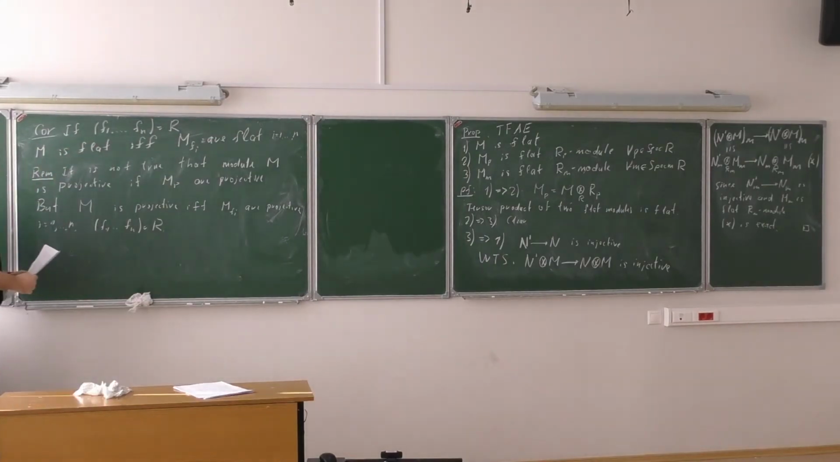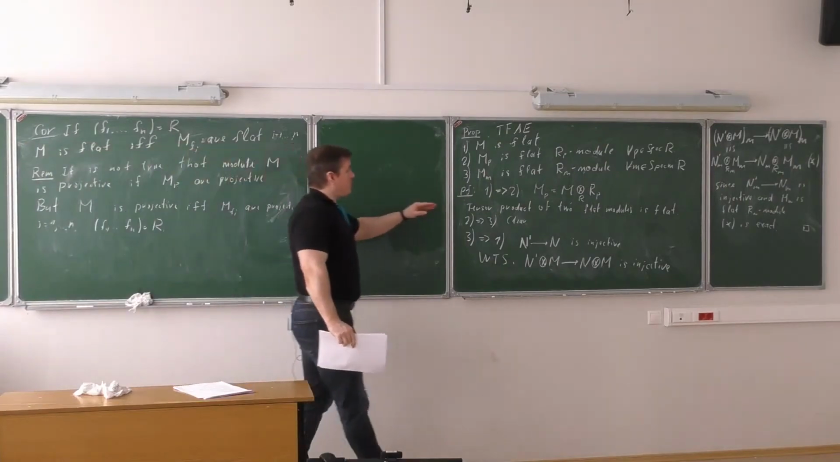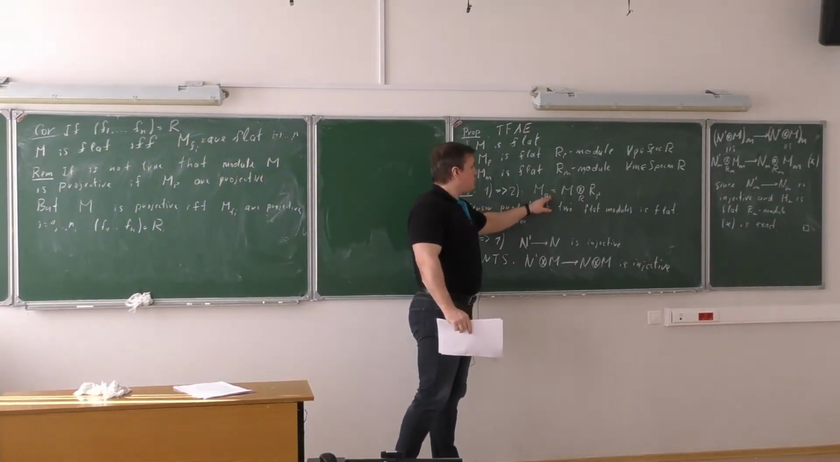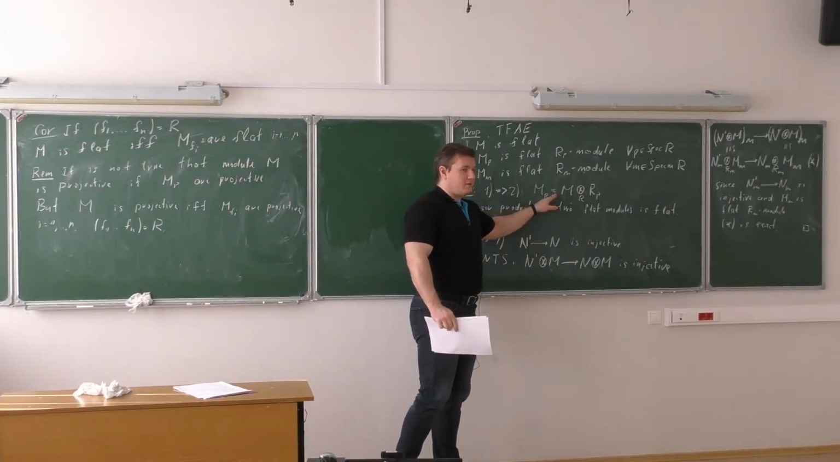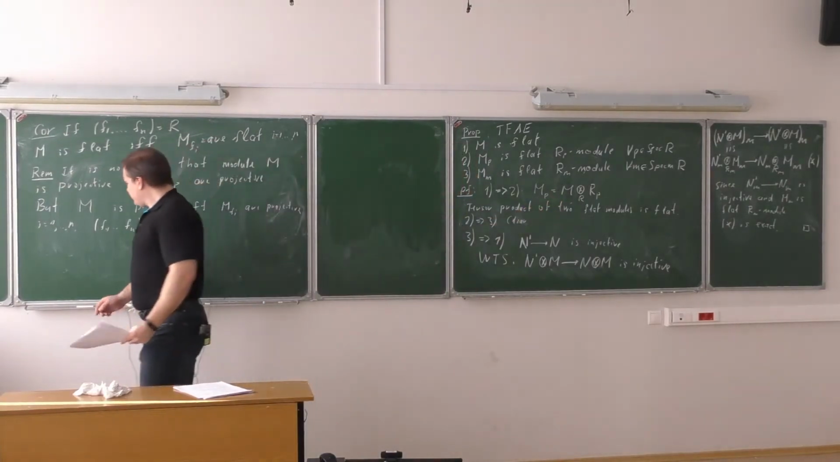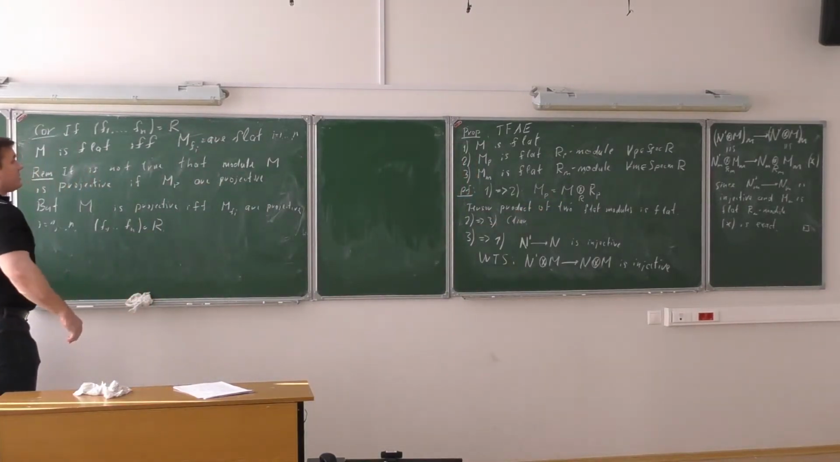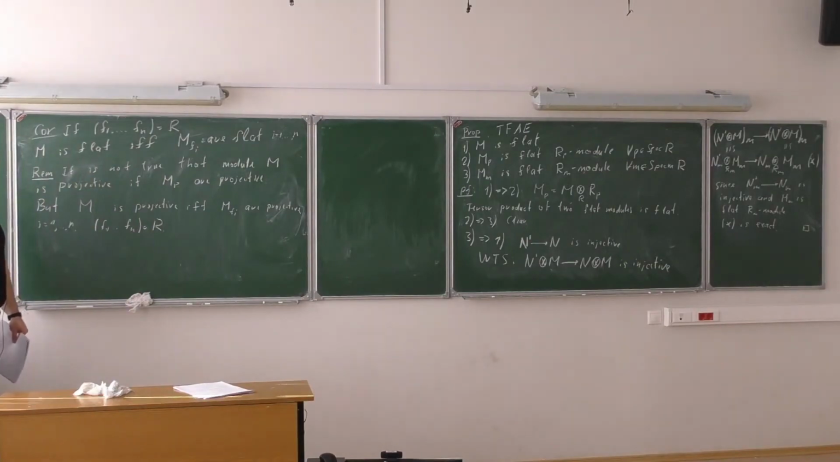And of course, we know that any localization, so here I used localization at a prime ideal, but of course we can localize at any multiplicative set with the same result. So the conclusion is that any localization of a flat module is flat. Of course, any localization of a projective module is projective. So can you show that any localization of a projective module is projective?